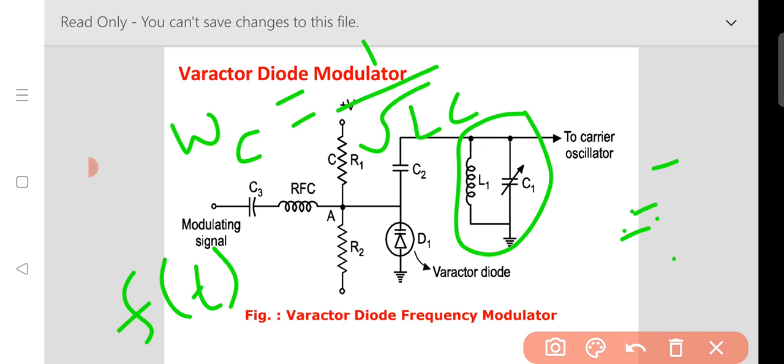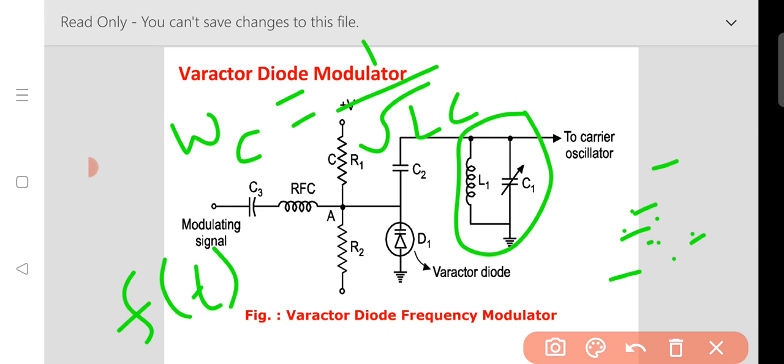So that's why this scenario is called a voltage control oscillator. It means this tuned circuit acts as a voltage control oscillator. The oscillations produced by this oscillator depend upon the input voltage. It produces different oscillations. The variation in the oscillation, the oscillation is nothing but frequency, is why the frequency deviation occurs.